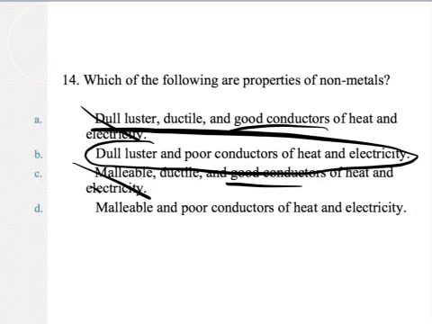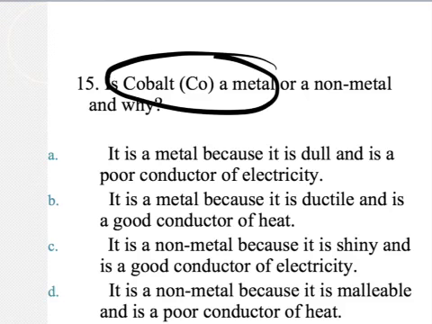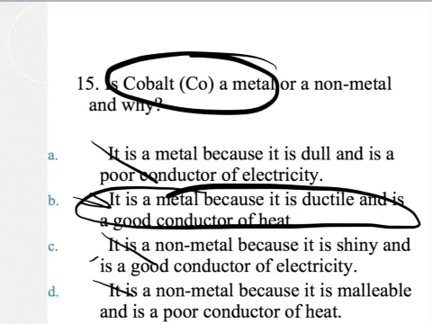Is cobalt a metal or a nonmetal? Okay. It is a metal because it is dull and a poor conductor of electricity. Well, first off, cobalt's a metal. It's in the center of the periodic table, which means it's a metal. It is a metal because it is ductile and good. Well, that's what a metal does, so that's a good chance. It is a nonmetal. We already said it was a metal, so those two answers are wrong. Correct answer is B. A metal is ductile and a good conductor of heat and electricity, which is what cobalt is.